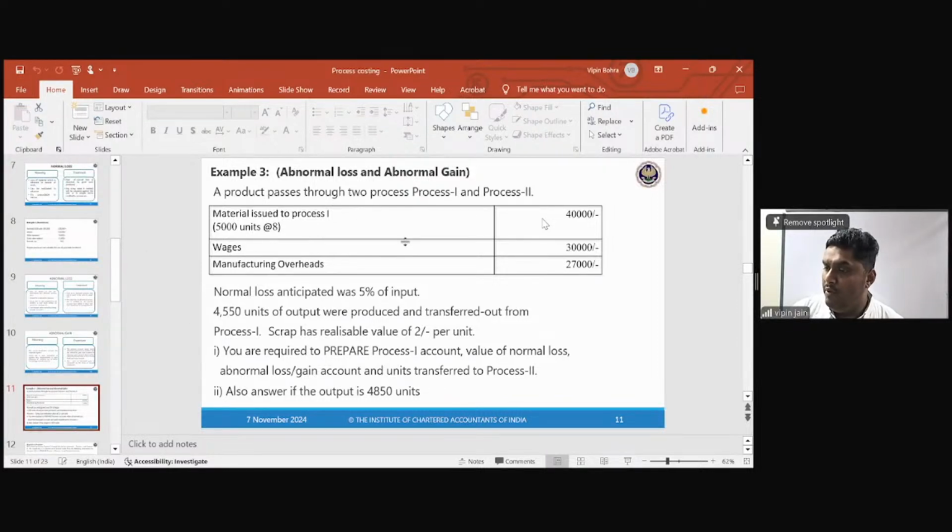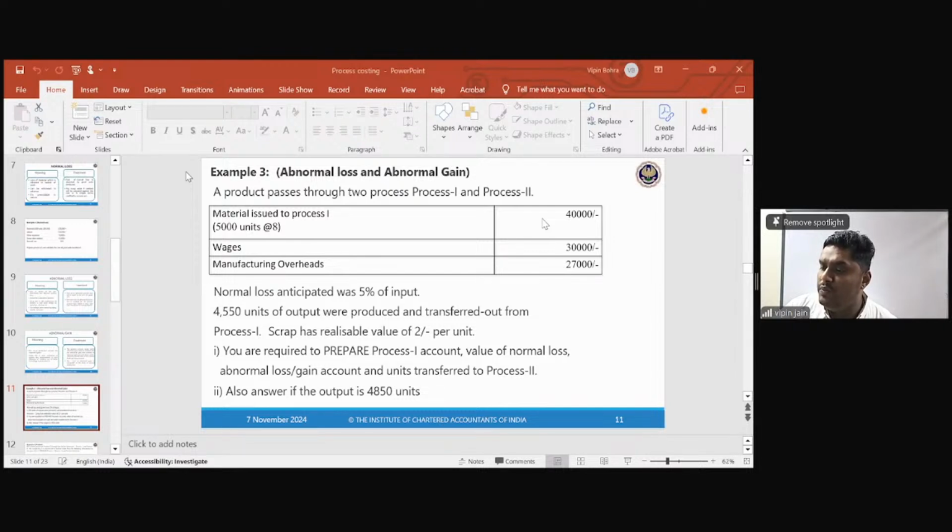Herein a question is given wherein a product passes through two processes, process first and process second. The material issued to process first is 40,000. Again, they have given the detail that is 5,000 units at the rate of 8. Further, the wages are 30,000. The manufacturing overheads are 27,000. Normal loss is anticipated as 5% of the input.